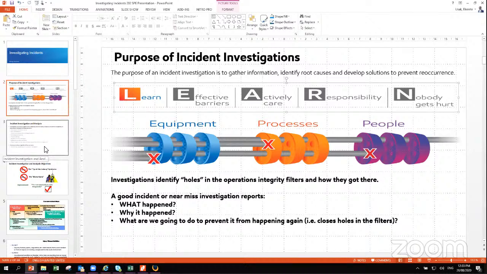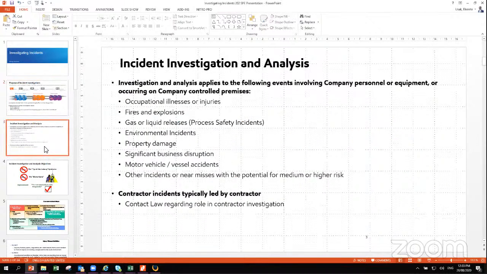Okay, so thank you. Next, what are we actually investigating? In the industry, we talk about occupational illnesses or injuries. If someone is injured or ill as a result of working in an asbestos firm, we need to find out why. We need to analyze and come up with how we can prevent individuals from getting injured or ill. If there are fires, explosions, gas or liquid releases, this pertains to process safety.